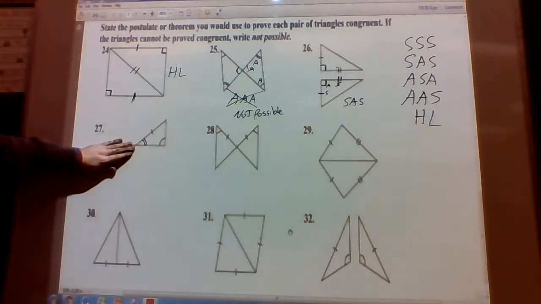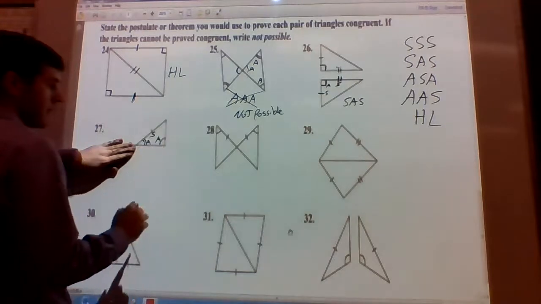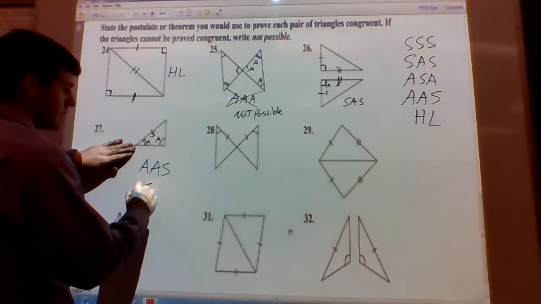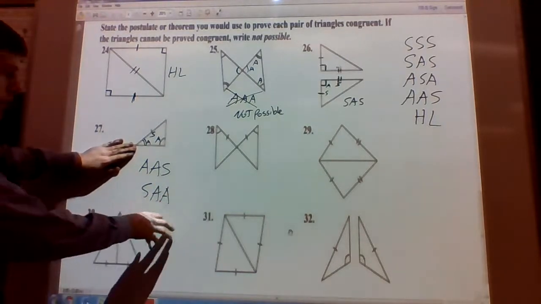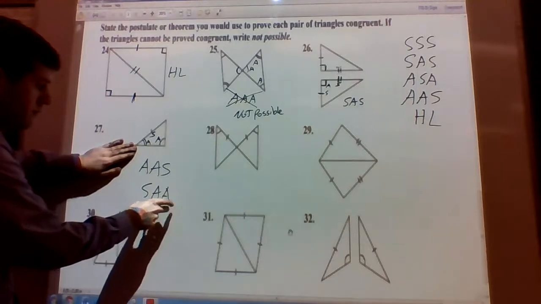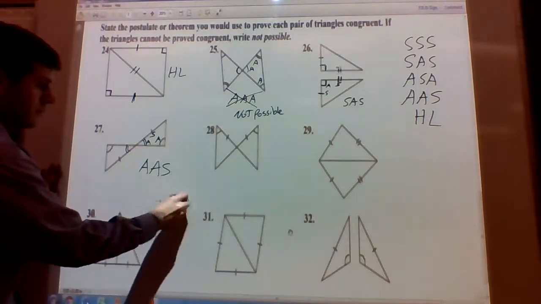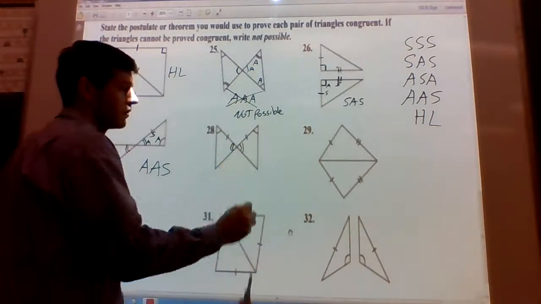Cover up one of the triangles: angle, angle, side. If you wrote side, angle, angle, just flip it around. I would probably not mark you wrong, but flip it around so you have angle, angle, side. 28, again, vertical angles.